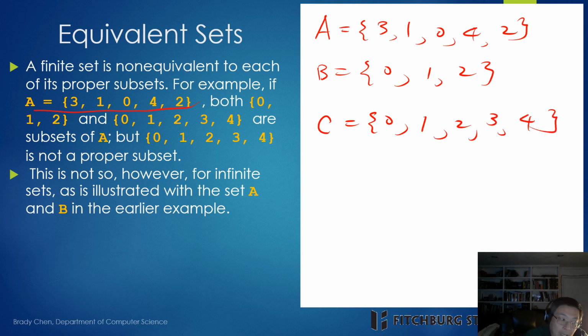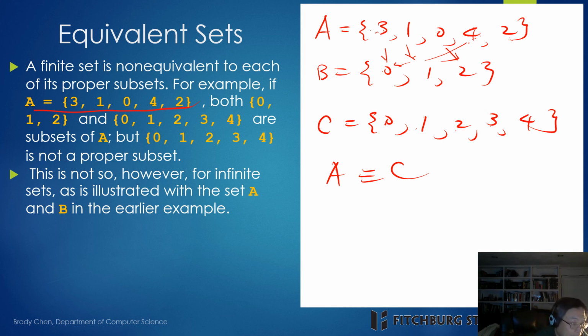Now we can say A and C are equivalent, right? You can build a map. So you can map 3 to 0, 1 to 1, 0 to 2, 4 to 3, 2 to 4. You can build this one-to-one correspondence. So you can map A and C. But you cannot build that relationship between A and B, because 4 and 2 have nothing to map to. You cannot map 4 to 1 because this would force 2 elements in A to map to 1 element in B. So you cannot build that case.